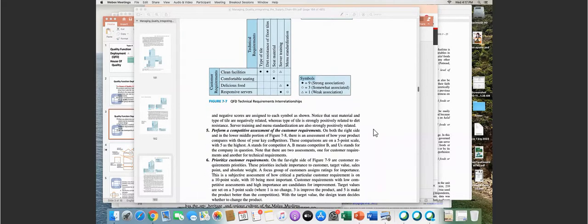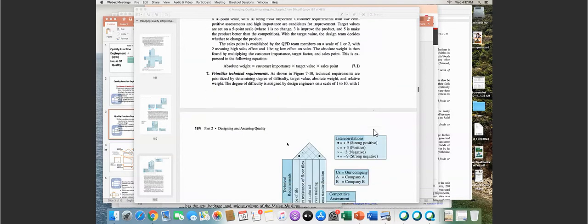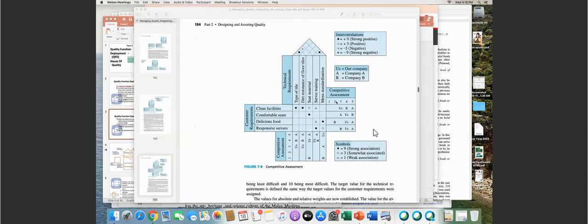So number five is perform a competitive assessment of the customer requirement. So where is it? Figure 7-8. We look at figure 7-8. Okay, see? Competitive assessment. This is, let's say, your competitors. This is where you are. This is you, that is us, this is company B, restaurant B, maybe this is restaurant A. So if you look at clean facilities, you are number 3. Company B is 4, now company A is 5.